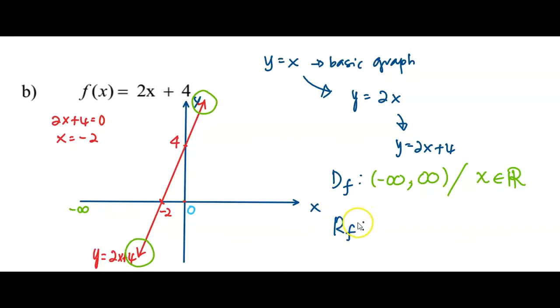For the range of f, we will refer to the value of y. To get the range, I'm going to find from my graph the lowest point of my graph. Look at our graph. The lowest point will be here. This is the lowest point, which I highlight with the green circle. This endpoint represents the lowest point of the graph.